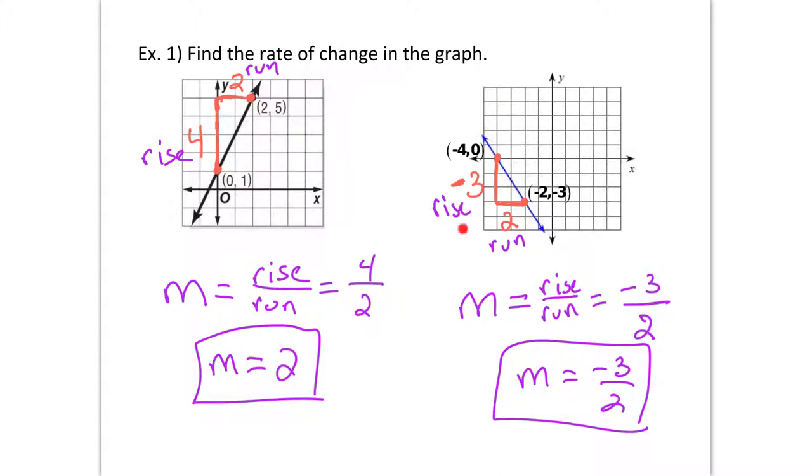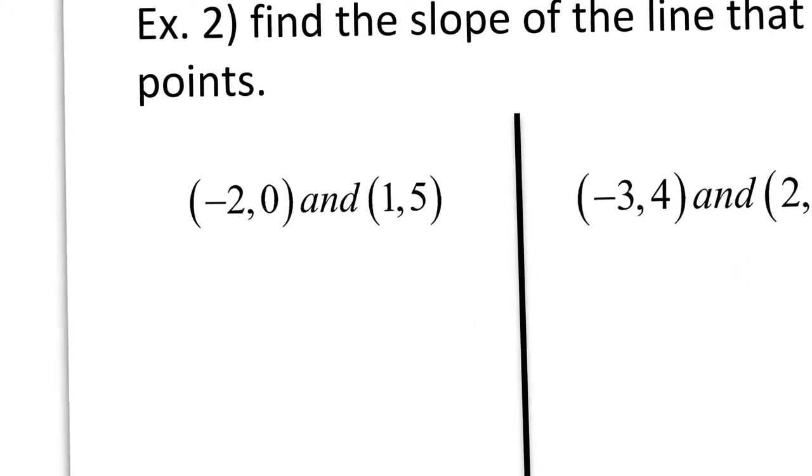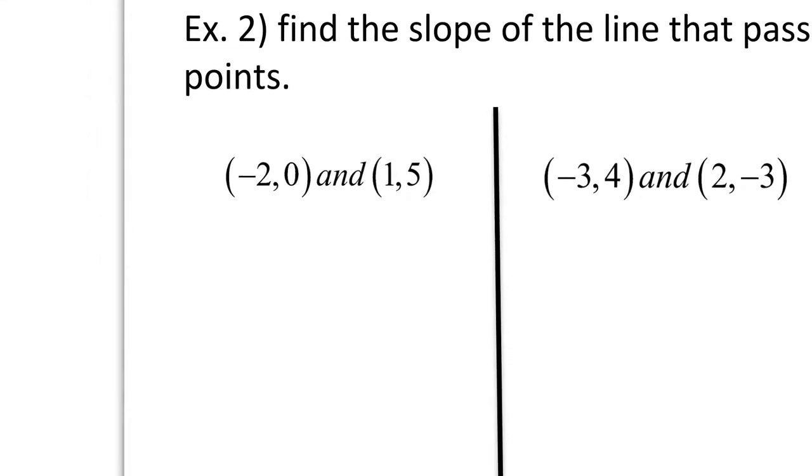You have the picture, you have the line, so you just need to find out how many steps you go down, how many steps you go to the right, or maybe how many steps you go up and how many steps you go to the right. Now let's take out the graphs, and we are going to find the slope when you have points. So you can see the points here. I have 3 different examples, and we want to find the slope of the line that passes through each pair of points. So let's look at the first one, which is -2, 0 and 1, 5. Notice I don't have a graph, but I do have points.